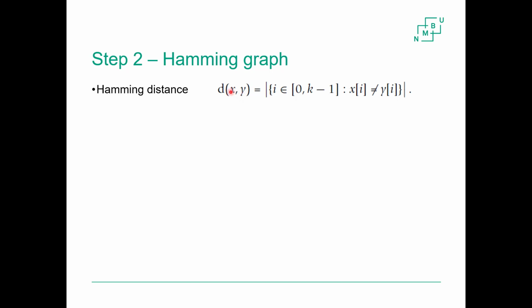If they are identical to each other, the distance is 0. There are no positions with a difference, right? If there is a difference in one position, then the distance is 1. And so on. 2, 3, 4. You can have up to k differences, right? Since these are k-mers. If all positions are different, then the Hamming distance is k.